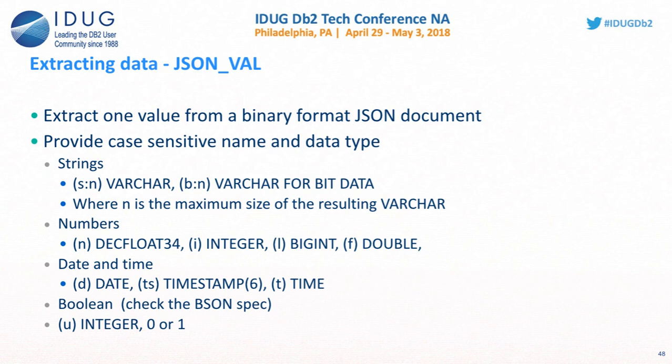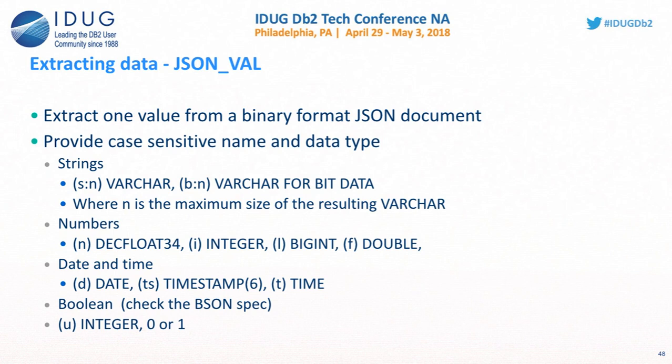Okay, this is the useful feature in JSON. And this would be another good reason for why you would convert it to BSON, because then you can use this JSON value. If you know that you have one particular name value that you're trying to get to, you can tell it exactly what the name is, and DB2 goes and finds it for you.